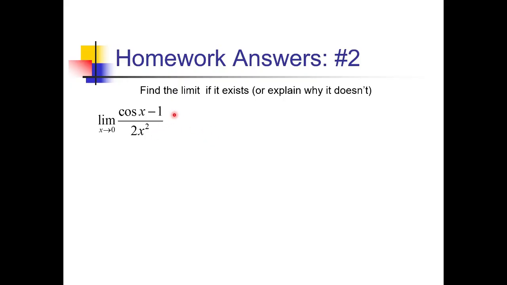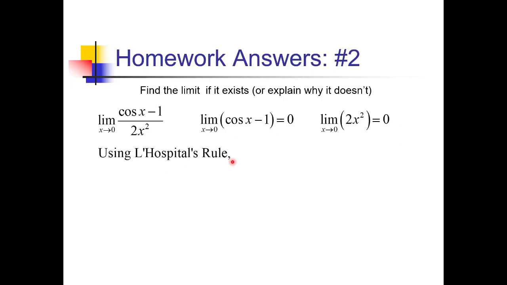So cosine of x minus 1, limit as x approaches 0 of that. Cosine of 0 is going to be 1. 1 minus 1 is 0, so that limit does come out to 0. And the limit of 2x squared as x approaches 0, that's 2 times 0 squared, that's also 0. So that means that we can use L'Hopital's rule to evaluate this.